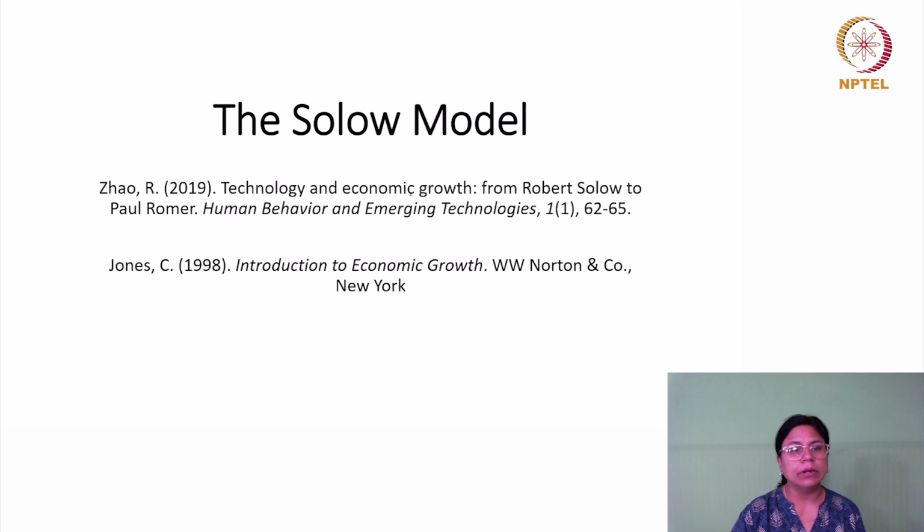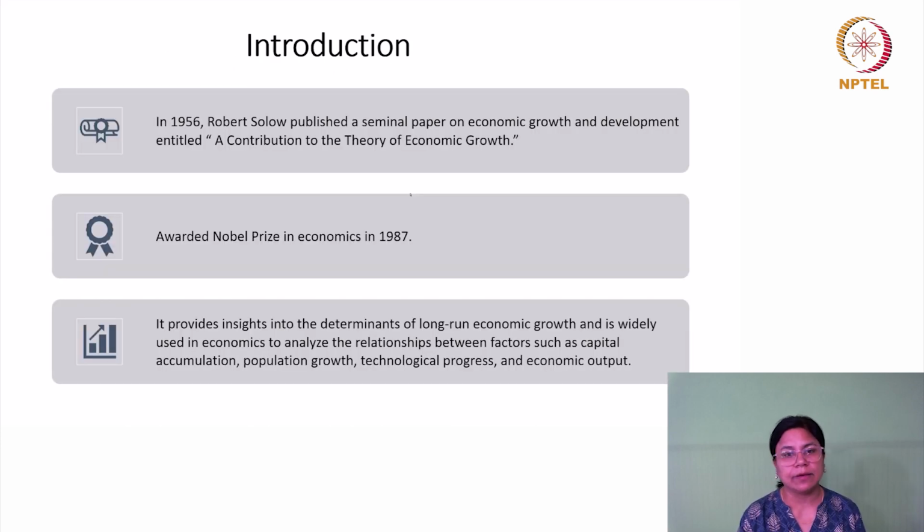So the Solow model: in 1956, Robert Solow published a seminal paper on economic growth and development entitled A Contribution to the Theory of Economic Growth. He was awarded the Nobel Prize in Economics in 1987. This particular model provides insight into the determinants of long-run economic growth, and it is widely used in economics to analyze the relationship between factors such as capital accumulation, population growth, technological progress, and economic output.